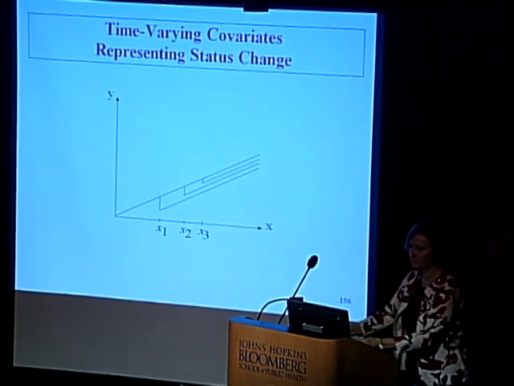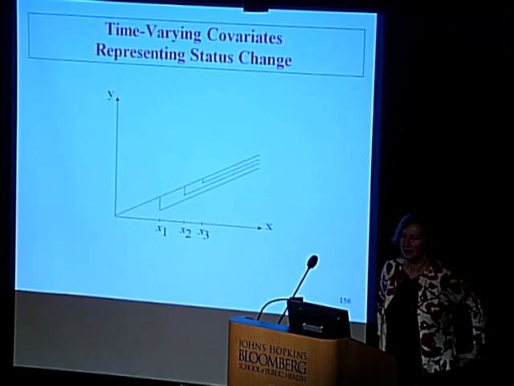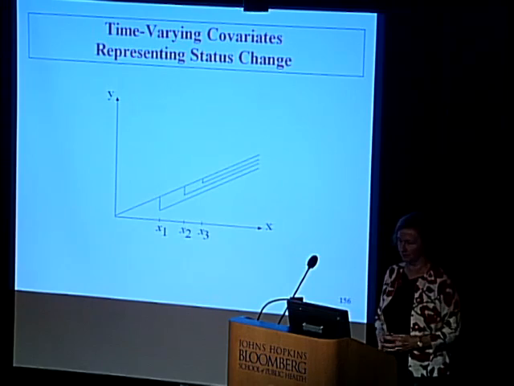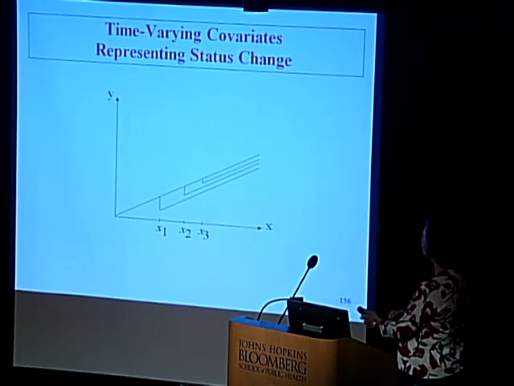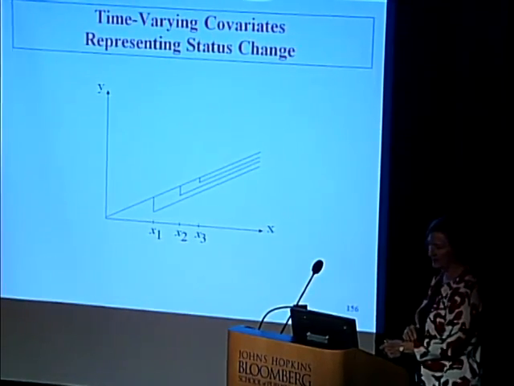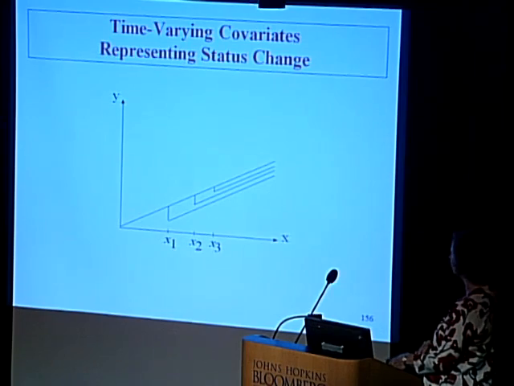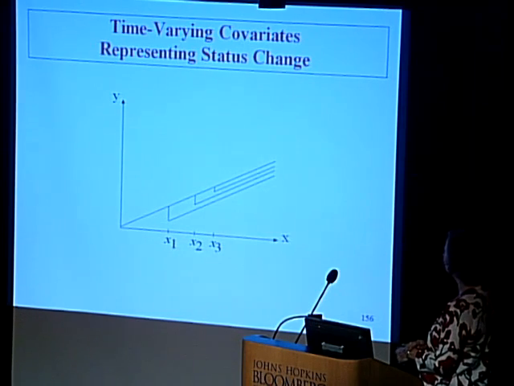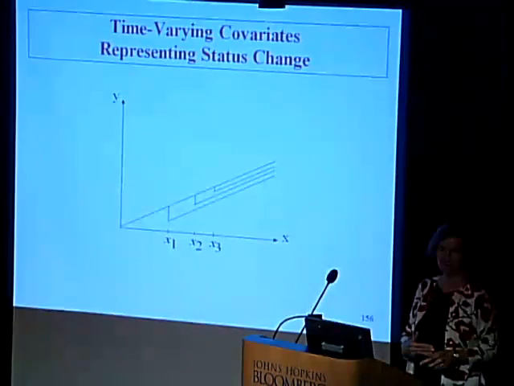Good. Okay, we're going to talk about another application, and that's time-varying covariates representing status change. So what we're going to be looking at is you can think of the Y outcome as heavy drinking. And you can think of the X, this is time, of course, and this is our growth model. And the time-varying covariate that we're talking about is being married or not.